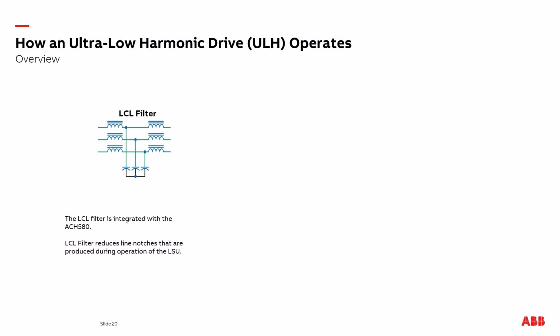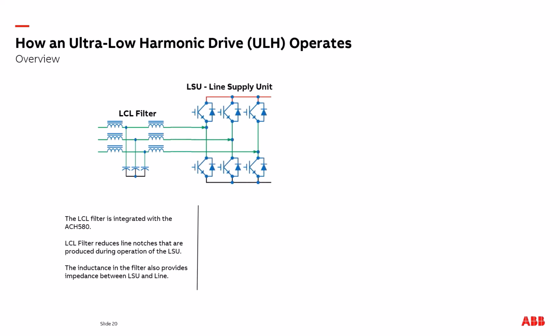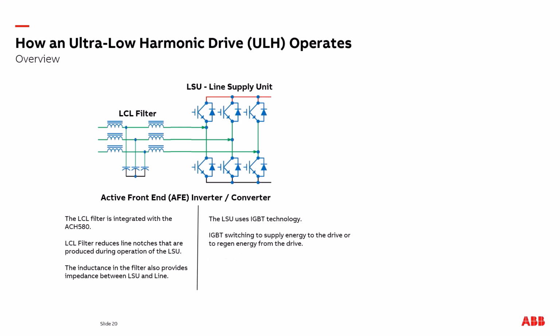Let's take a look at an overview of a ULH drive and how it operates. The LCL filter is integrated with the ACH580 drive. The LCL filter reduces the notches that are produced during the operation of the line supply unit. The inductance of the filter also provides impedance between the line supply unit and the line. The line supply unit consists of 6 IGBTs, and together with the LCL filter, this creates the active front end, the inverter converter. The line supply unit uses IGBT switching to supply energy to the drive or to regen energy from the drive.